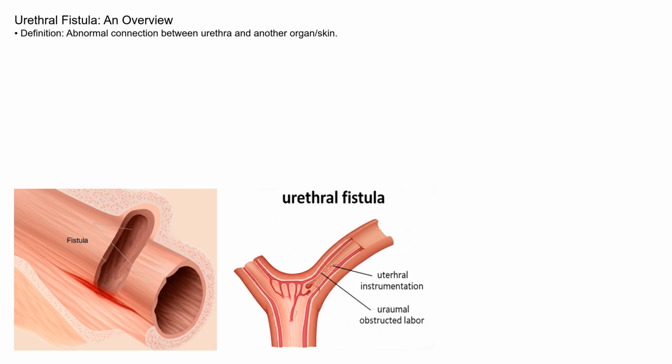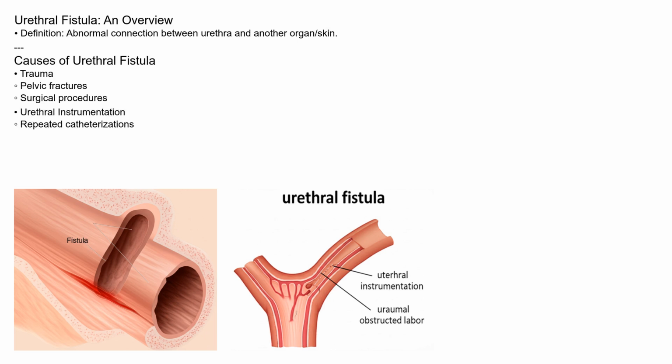Several factors can lead to the development of this condition. One common cause is trauma, such as injuries from pelvic fractures or surgical procedures. Urethral instrumentation, like repeated catheterizations, can also damage the urethral wall, predisposing it to fistula formation. Another significant cause, particularly in developing countries, is prolonged obstructed labor in women, leading to pressure necrosis of the tissues between the urethra and vagina. Less common causes include infections, inflammatory bowel disease like Crohn's disease, and even certain cancers in the pelvic region. In rare cases, it can be congenital, meaning it's present at birth.